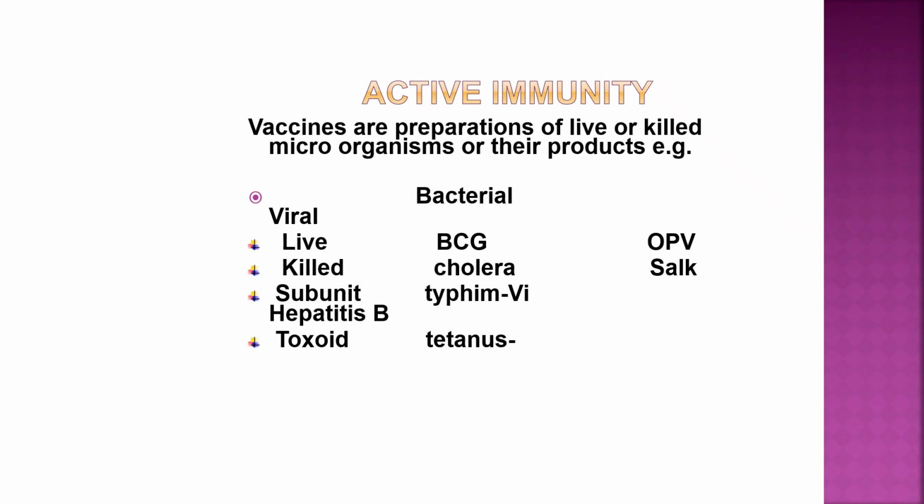Examples of a few bacterial vaccines are BCG, used for Mycobacterium tuberculosis, cholera, typhoid, tetanus, or viral vaccines like OPV and Salk, used for poliomyelitis.